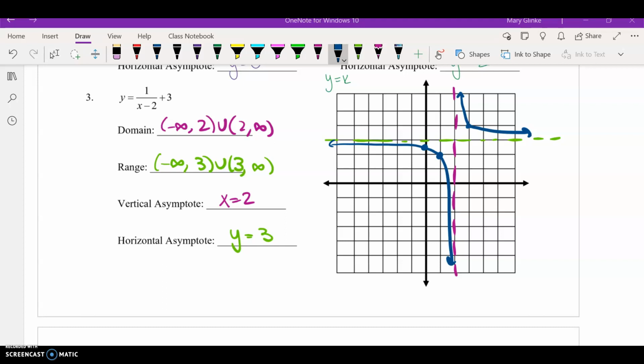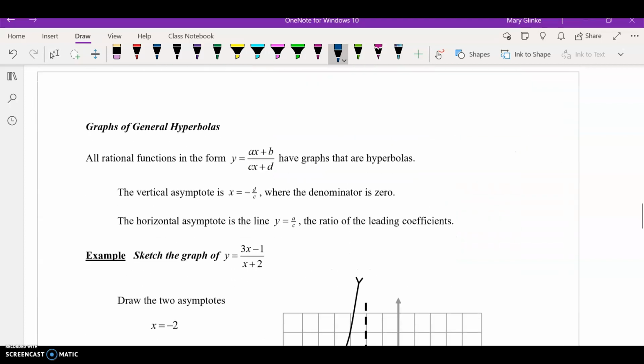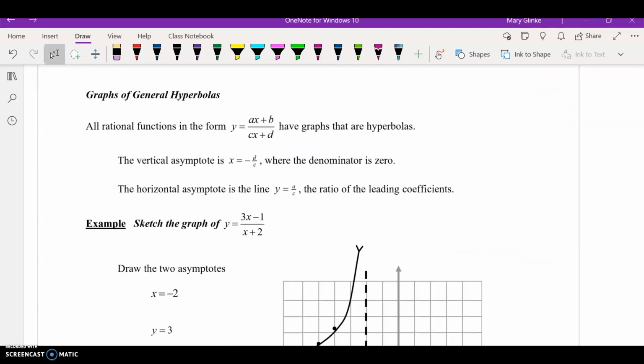So these were all inverse variation and then taking that inverse variation and moving it all around. That is not the only type of rational function. We are also going to talk about other hyperbolas. These are going to be the ones that are basically one linear function divided by another linear function.